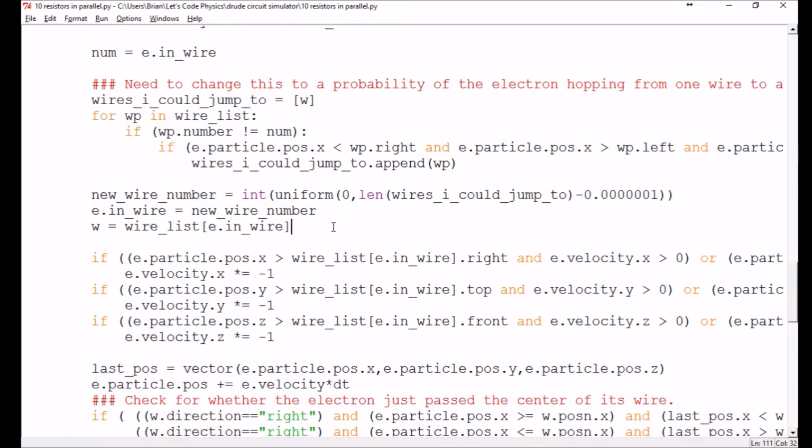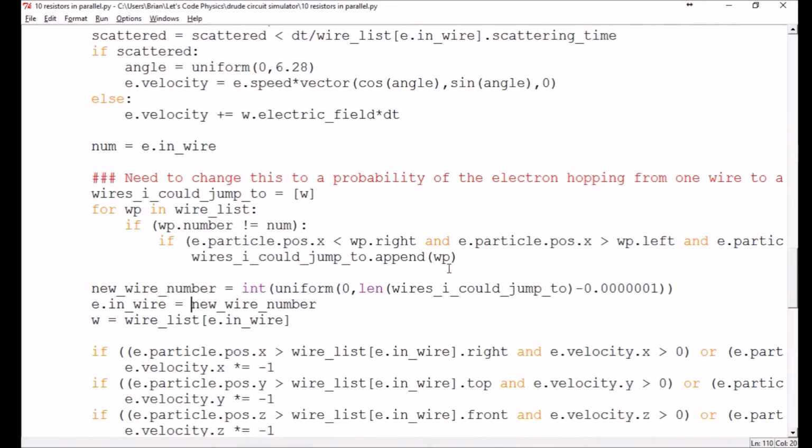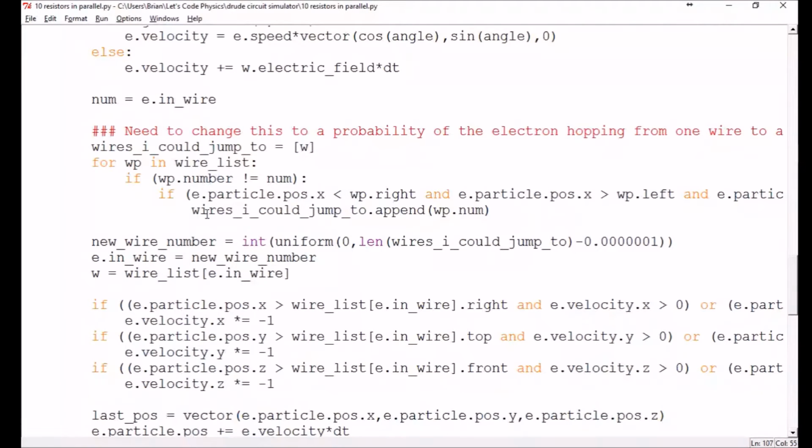The problem is that new wire number is the number from the list of where they're getting stored there. So actually, I do want to store that wire number. I want to store wp.num. Right. Okay. Here's what I needed to do. Sorry. I'm referencing the wrong index. I need to store wp.num in this list.